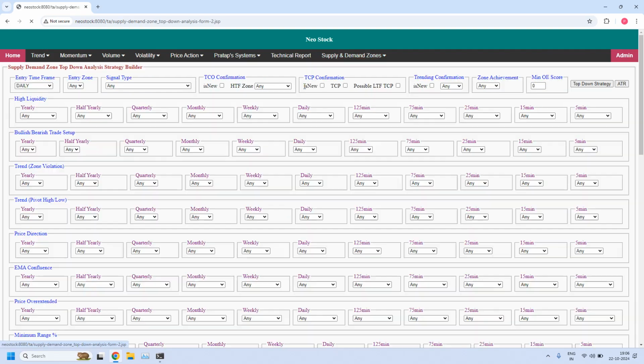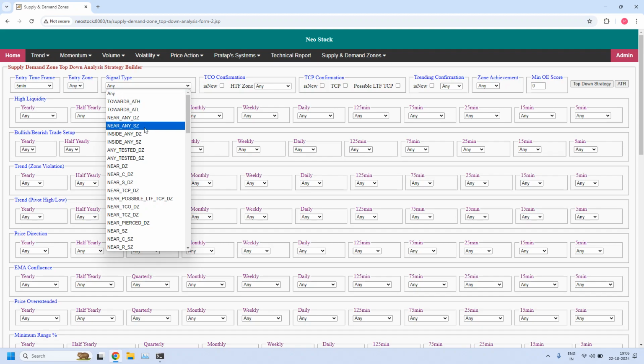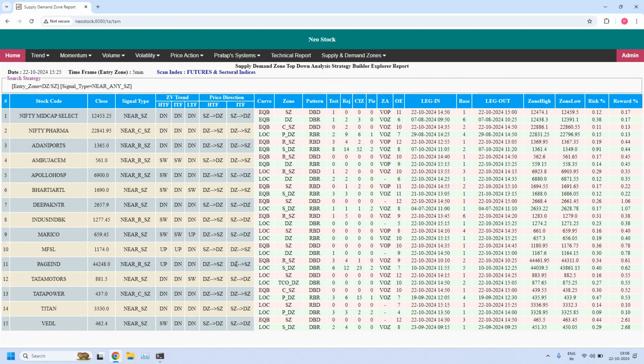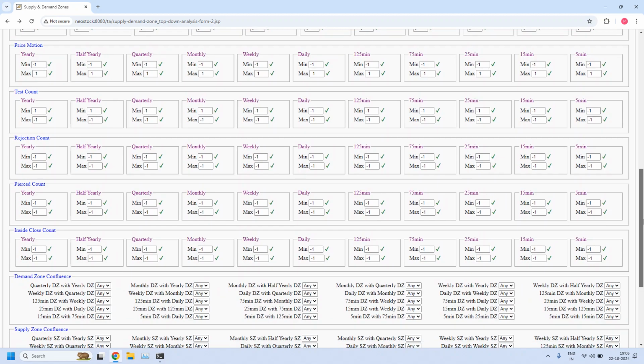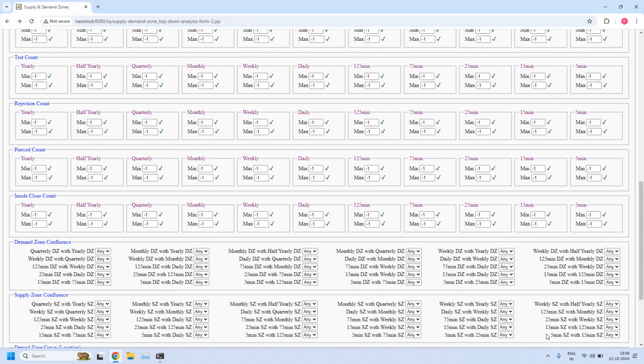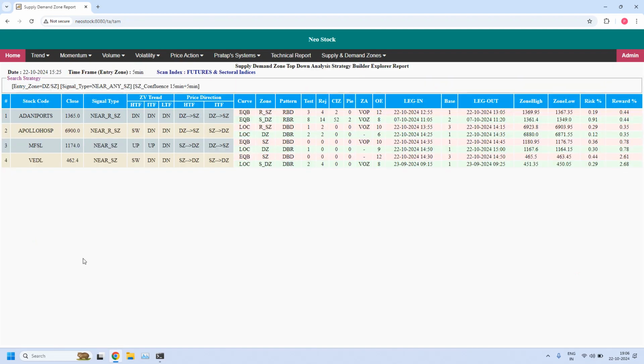So next, for 5 minutes time frame, let us find the stocks near 5 minute supply zone. 15 stocks are filtered. Let's verify how many of these stocks are having ITF supply zone confluence. That is 5 minute supply zone with 15 minute supply zone confluence, enabling that filter. Now let's verify. We got only 4 stocks.